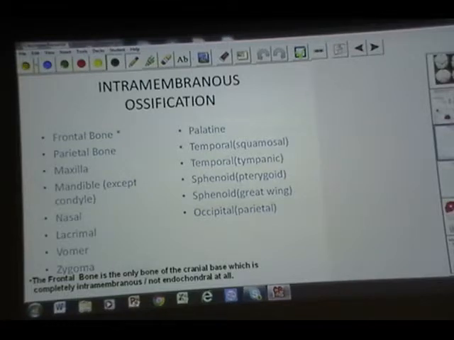Yes? So in utero, the mandible is just growing, and then the condyle just shows up floating, and then eventually they fuse together? Well, I'll show you that. It's a little bit more complicated.